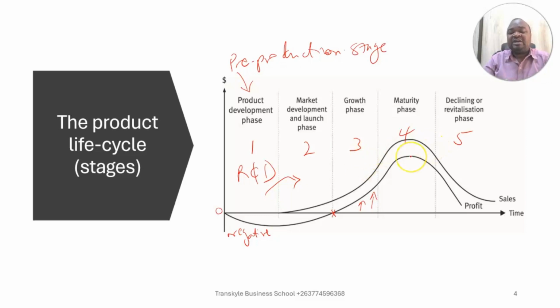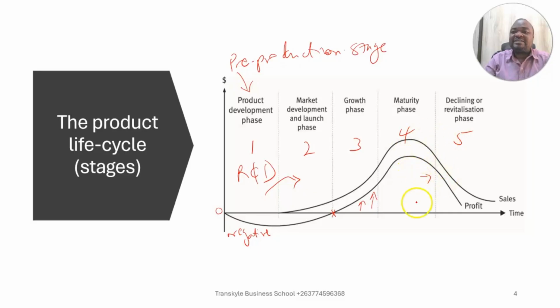Then on maturity, we have actually sustained the market. We are known. It has become some cash cow of some sort. The product has matured enough to be known as an industry leader, or market leader. All right. And as you can see, towards the end of phase 4, the product starts to decline. It has reached its maturity. And then in terms of profitability, we are seeing that the profit starts to decline as well as the sales.